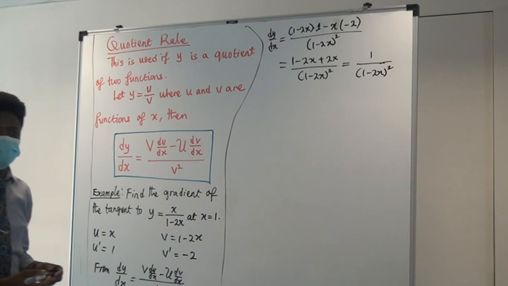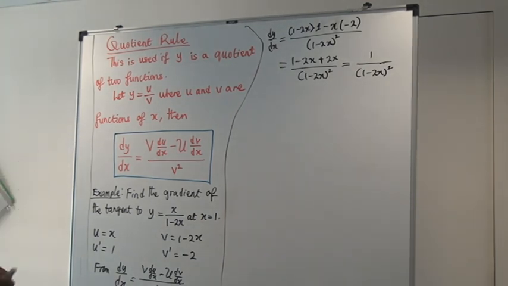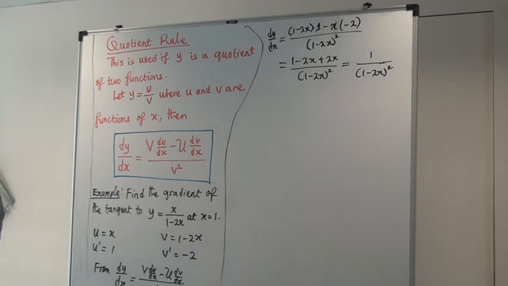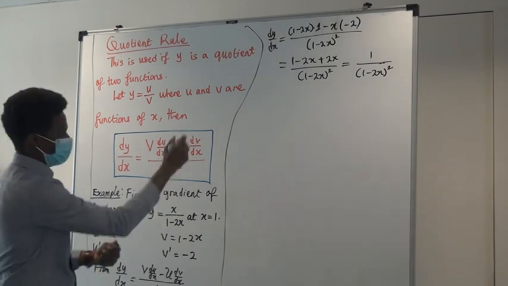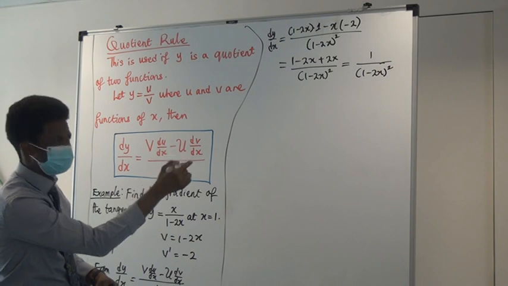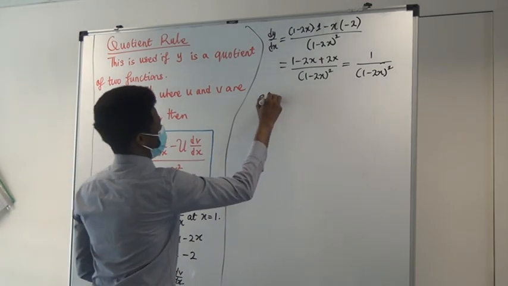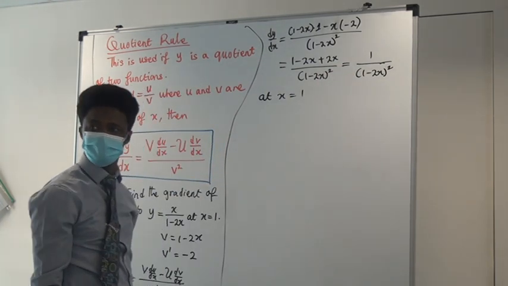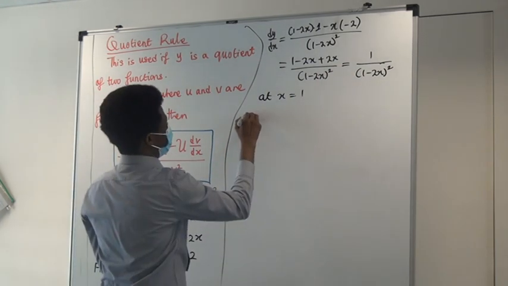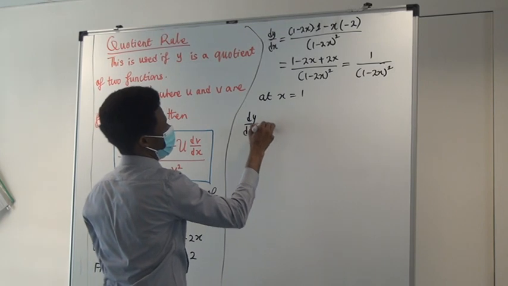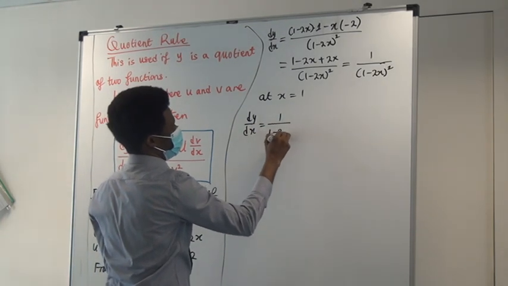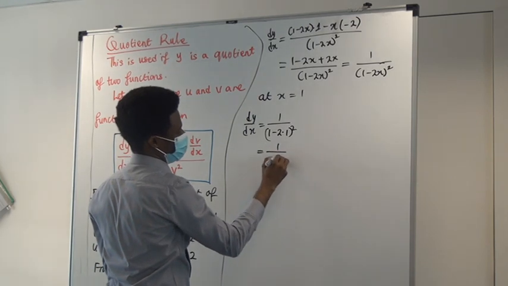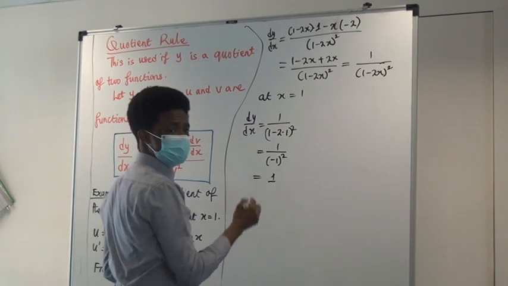But the question never said dy by dx, right? But we interpreted it as dy by dx. The question says, find the gradient of the tangent to this curve at x is equal to 1. It means that on that curve, you draw a tangent, what is that gradient? So what do we do here? We just substitute at x is equal to 1. This is the gradient function of the tangent. At x is equal to 1, dy by dx will be 1 minus 2 times 1, squared, right? And that is simply 1 over negative 1 squared, right? And that is just 1.